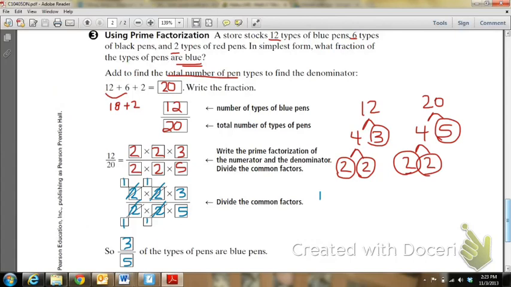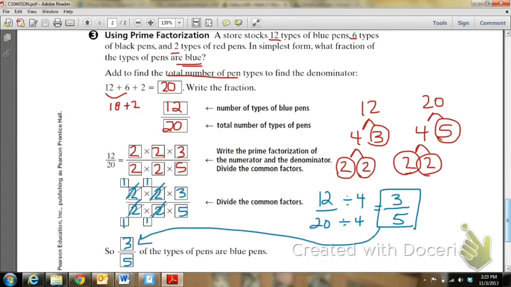And again, if this seems weird, just go ahead and divide by what you know goes into both. I know 4 goes into both of these numbers, so 12 divided by 4 is 3, 20 divided by 4 is 5, and that can't reduce anymore. So again, either way you like, you'll get the same answer. Okay, so pause the video and fill that in before we move on to the next part.